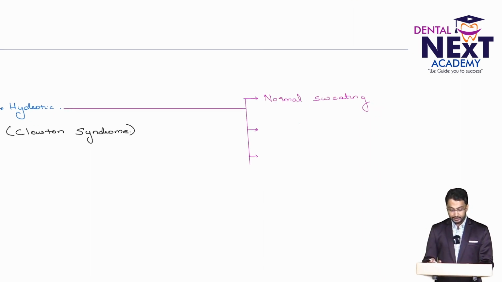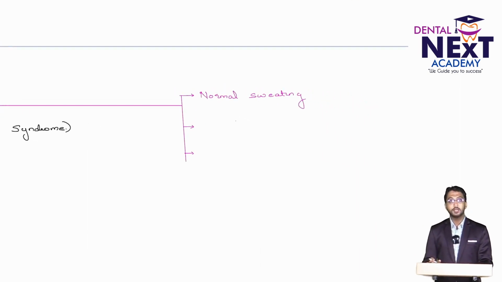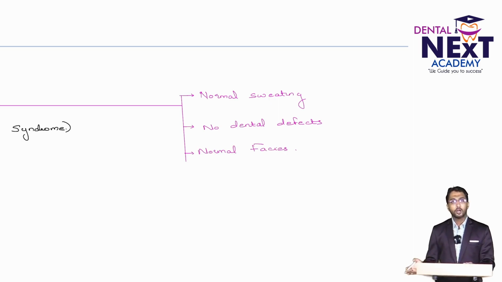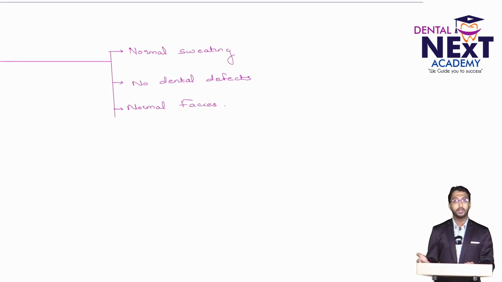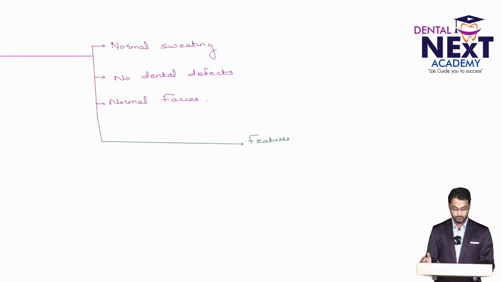Here you will see normal sweating. So it's the exact opposite, hidrotic, no? No dental defects, no anodontia, no peg-shaped teeth. Normal facial features, that's why I told you the other one was the typical features of the anhydrotic form. So what are the features now? There is normal sweating, there are no dental defects, there are no facial problems.